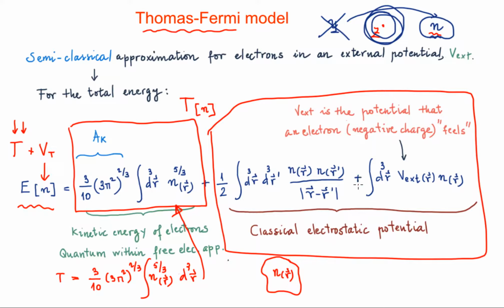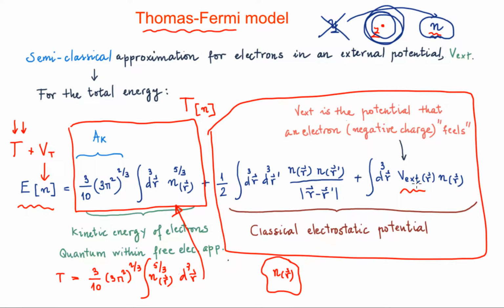And besides that, you also have an external potential, because the external potential in this case, for the atomic case, will be the potential associated with this external charge, which is the nucleus here. And the electronic charge density is going to feel the external potential induced by this nucleus. So this is the external potential energy, and the sum of the two is the total potential energy.